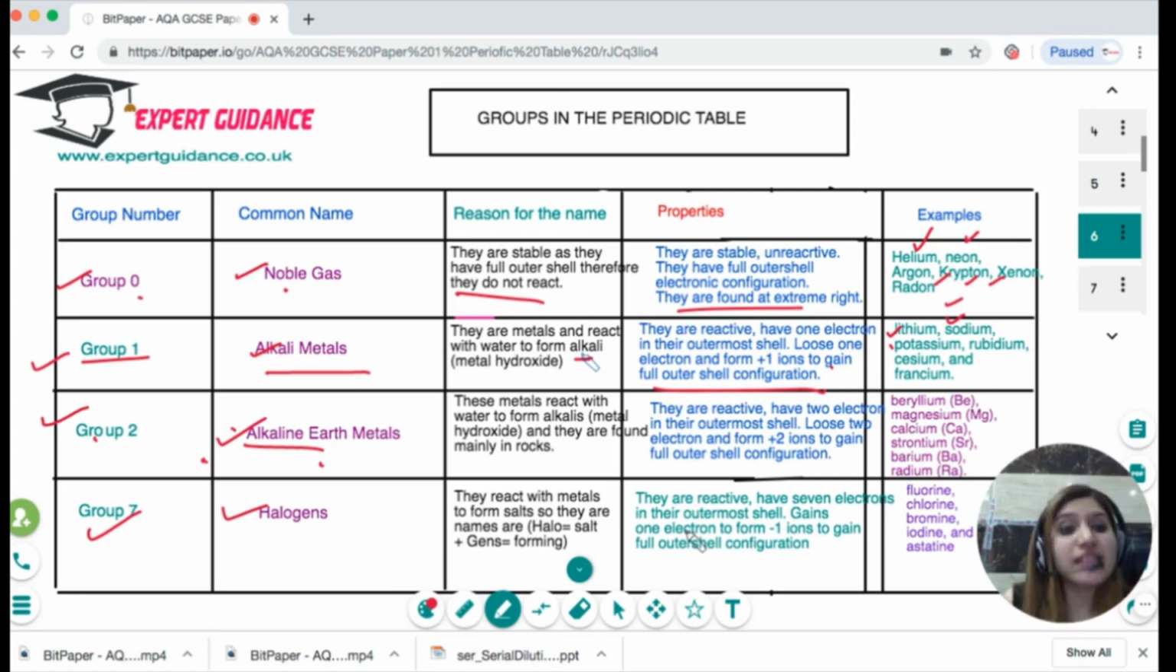They have 7 electrons in the outermost shell. And as they have 7 electrons in the outermost shell, they just need to gain 1 more to have a full noble gas outer configuration. So they form negative ions. Example, fluorine, chlorine, bromine, and iodine.